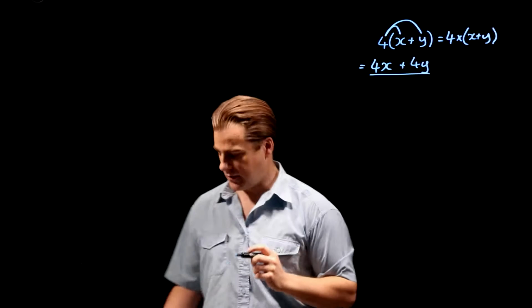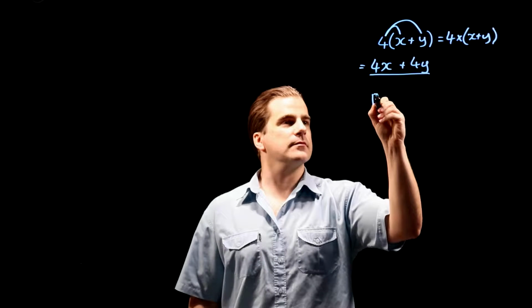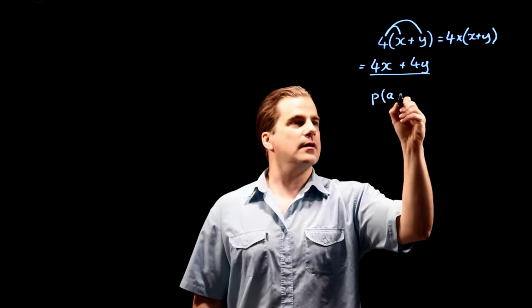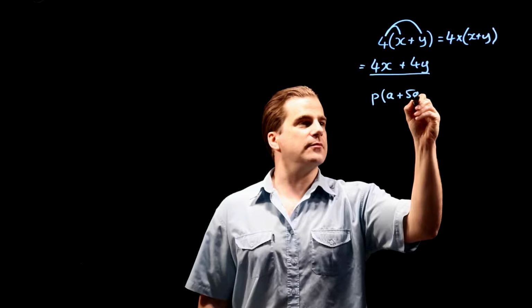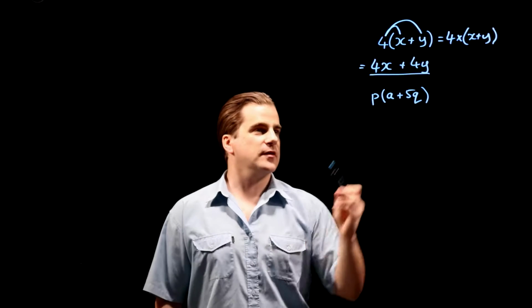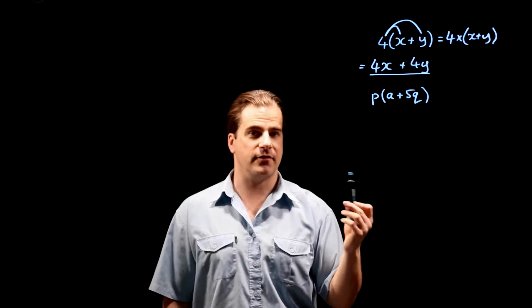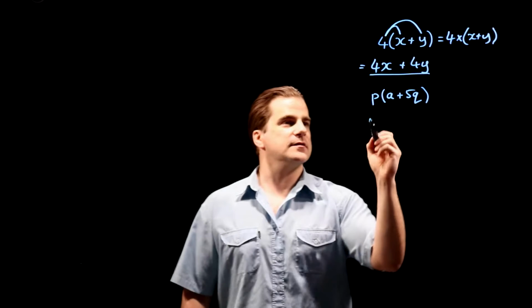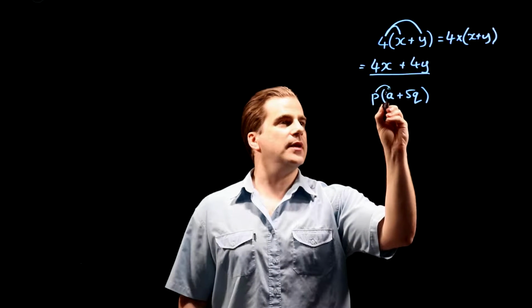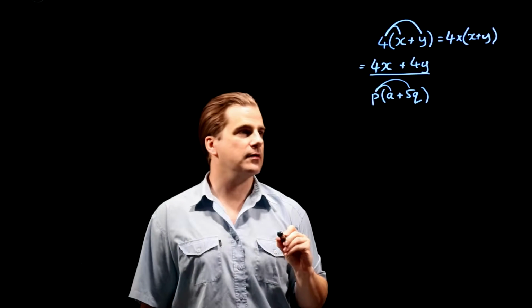All right, let's do another example. Let's do p times a plus 5q. Okay? See, it doesn't have to be a number outside the bracket. This is algebra. It can be a variable. So we're going to do p times a and then p times 5q.